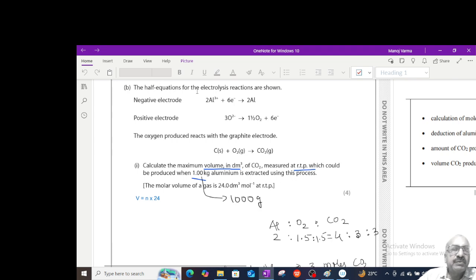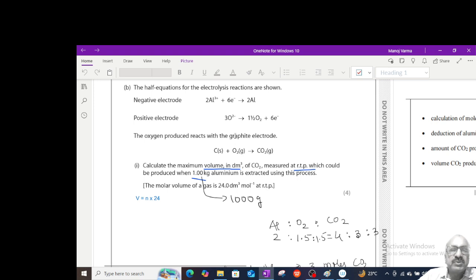The half equations for the electrolysis reactions are given. At the negative electrode, aluminum is deposited. At the positive electrode, oxygen is liberated. So they are in the ratio of 2:1.5. This oxygen then reacts with the graphite electrode and converts it into carbon dioxide. Calculate the volume of carbon dioxide measured at RTP which will be produced by 1 kilogram of aluminum using this process, and the molar volume of the gas is 24 dm cube per mole at RTP.